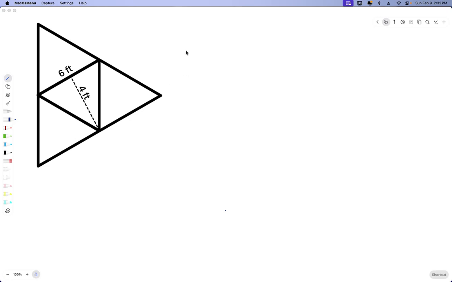So we have four triangles here that have a base of 6 feet and a height of 4 feet. We divide that by 2. We multiply by 4 because there's 4 of them. 6 times 4 is 24. 24 divided by 2 is going to be 12. 12 times 4 is 48. And that's feet squared. That's your answer.